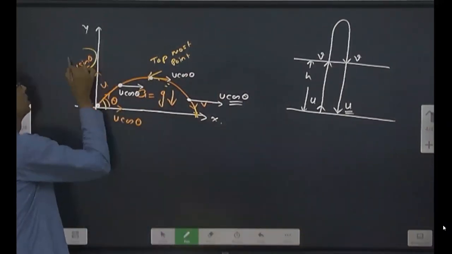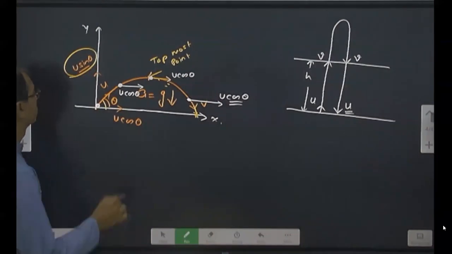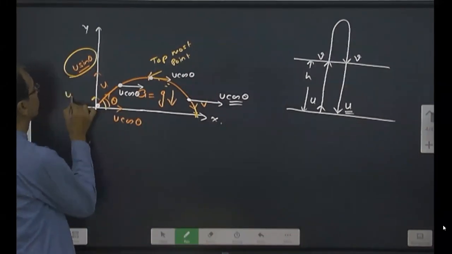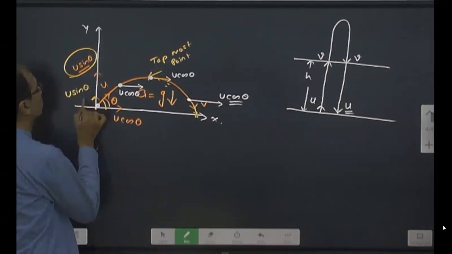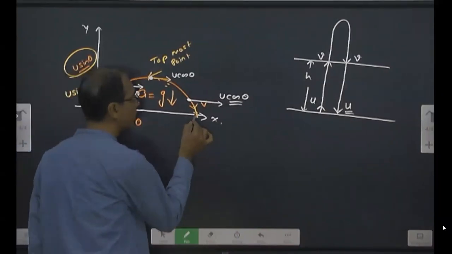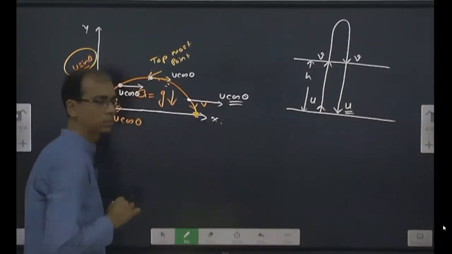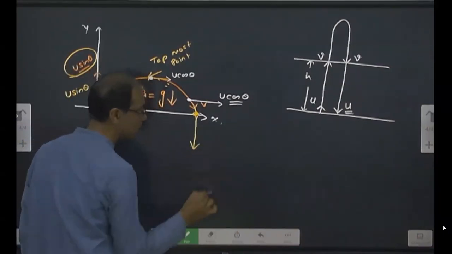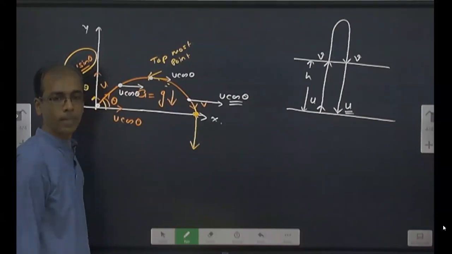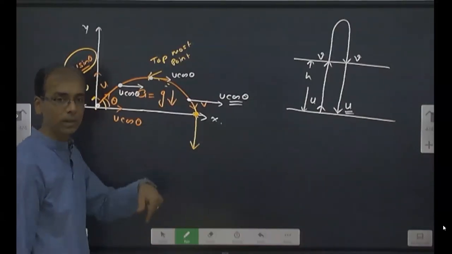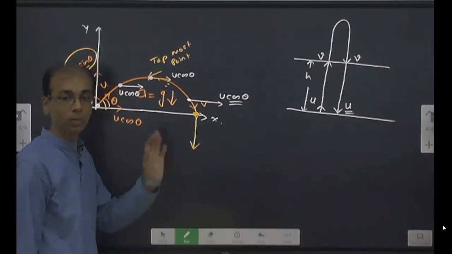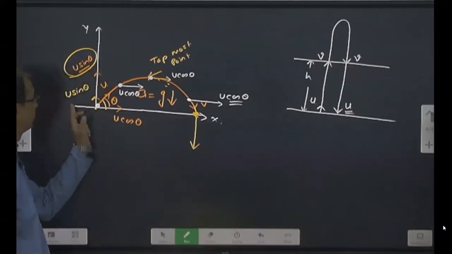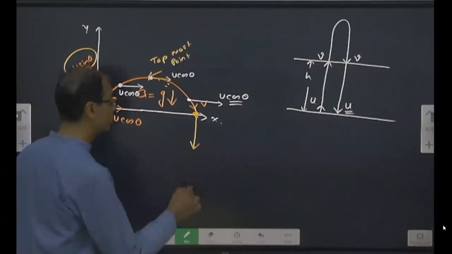It is u sin theta. Perfect. So here it is u sin theta. Now, this is on the ground and this point is also on the ground. So here what will be the velocity while striking the ground vertically? I'm not talking about horizontal. Vertically, what will be the velocity? Same. Magnitude will be u sin theta.